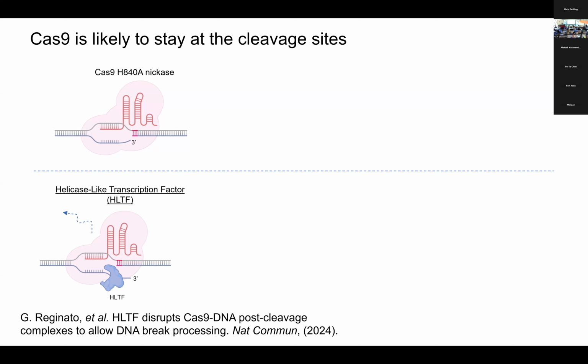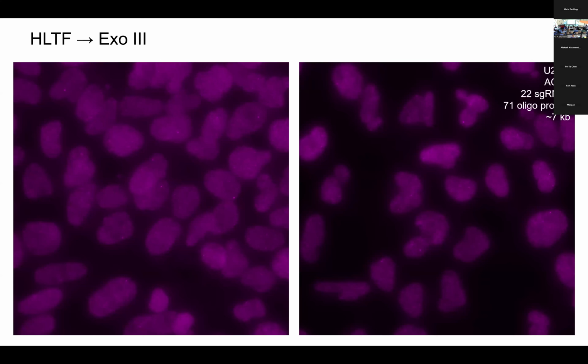At the same time, our lab has a collaboration working on a protein called helicase-like transcription factor, short for HLTF. This protein targets 3' overhangs and has a little translocation activity, just enough to kick out the Cas9. So we thought, if we use HLTF treatment after the Cas9 incubation, we might be able to start seeing DNA FISH signal. Here I'm going to show a few examples, which is actually the case.